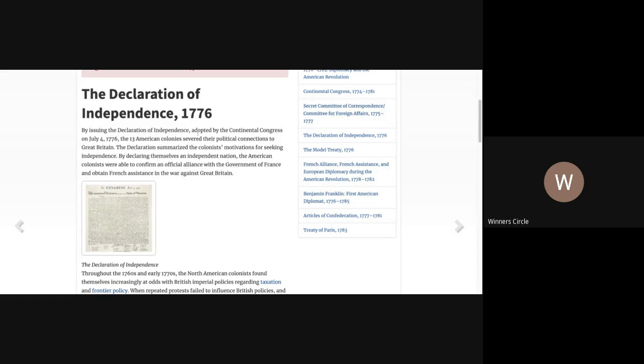By issuing the Declaration of Independence adopted by the Continental Congress on July 4th, 1776, the 13 American colonies severed their political connections to Great Britain. That is a bar. Listen to what they said: they severed their political connections with Great Britain. This document does not declare America's independence, but we'll go into it. The declaration summarized the colonists' motivation for seeking independence. By declaring themselves an independent nation, the American colonists were able to confirm an official alliance with the government of France and to obtain French assistance in the war against Great Britain.